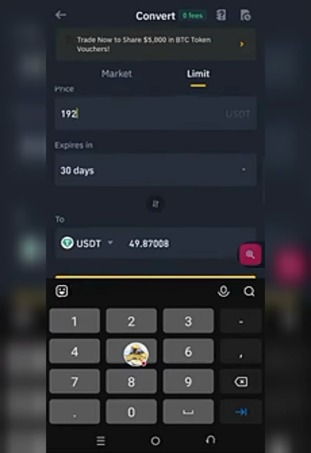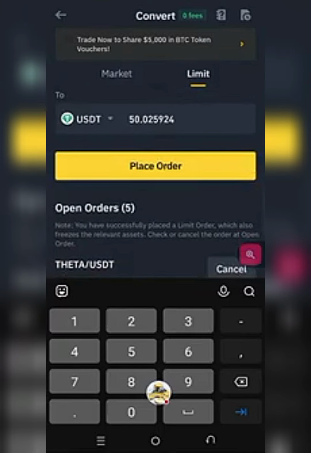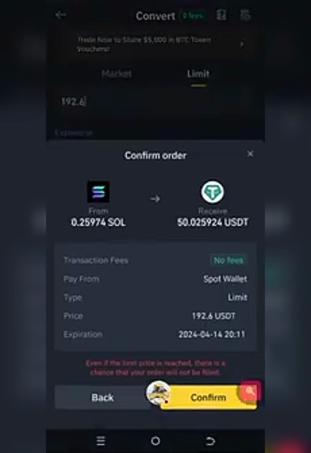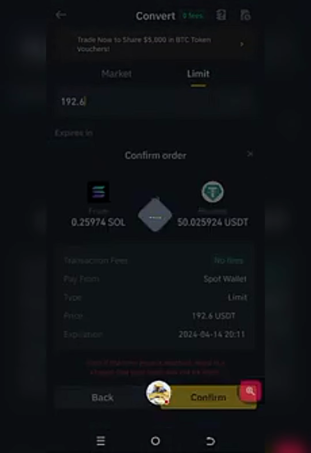I think I want to do 0.1. Let's see. 0.5. I just want to get it to 50.6. Okay, I think I'm cool with that. Let's work with it. 50.02. I'm cool with that.